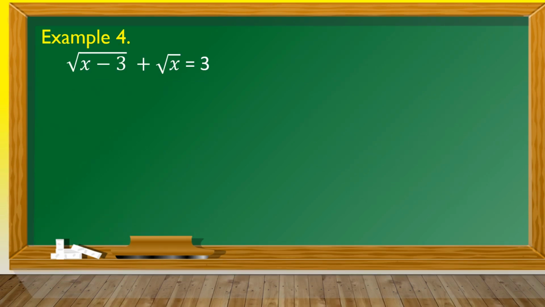Let's take another example. The square root of x minus 3 plus the square root of x equals 3. What do you observe in this equation? Since there are two radical terms on the left side, dapat i-arrange muna natin ang terms na isa lang ang radical on one side and the other will be moved to the other side of the equation. So, by adding negative square root of x on both sides, applying the addition property of equality, the result is the square root of x minus 3 equals 3 minus the square root of x.